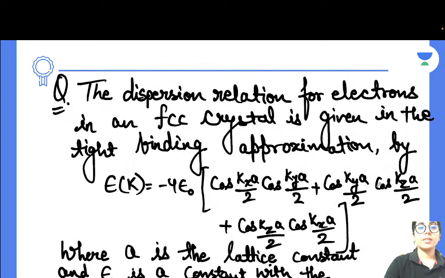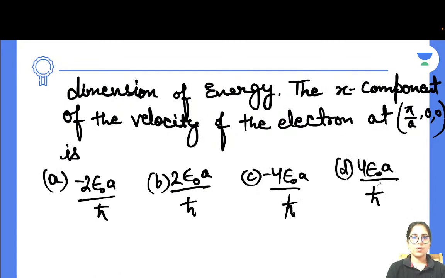Okay, guys, look at this. In this case, you're having the dispersion relation given to you, which is basically E versus k, right? Or sometimes omega versus k is even given in the question, so that's okay. Any of these can be given as dispersion relation, but right now we have the E versus k relation given to us. So when you have this kind of dispersion relation given, what next have they asked you to find? They have asked you to find the x component of the velocity of the electron at pi by a comma 0 comma 0.